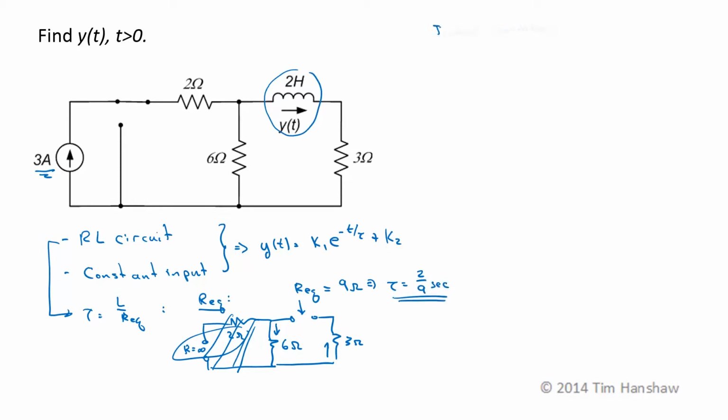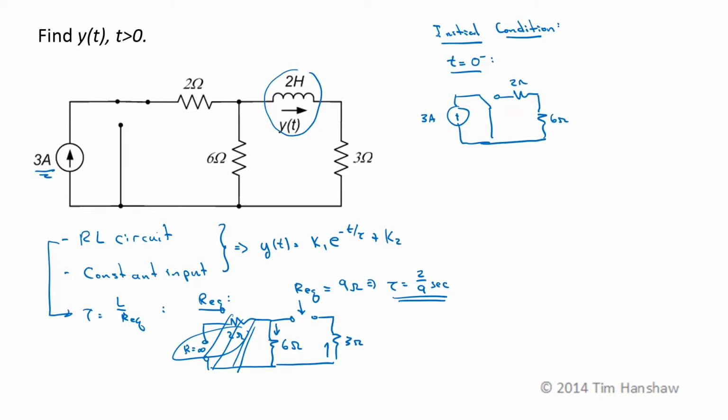Now let's find an initial condition. Initial conditions are always determined by invoking the fact that inductor currents can't change instantly and capacitor voltages can't change instantly. So we're going to look at the circuit just before this switch has moved. So at t equals 0 minus, the circuit looks like this. 3 amp source, that's shorted across this switch. This goes to a 2 ohm resistor. This goes to a 6 ohm resistor.